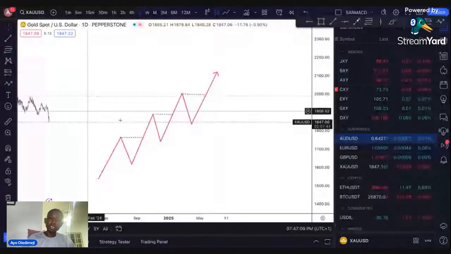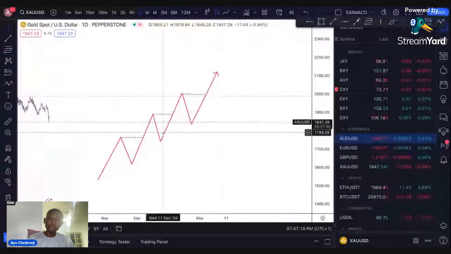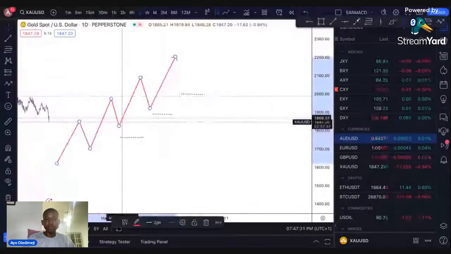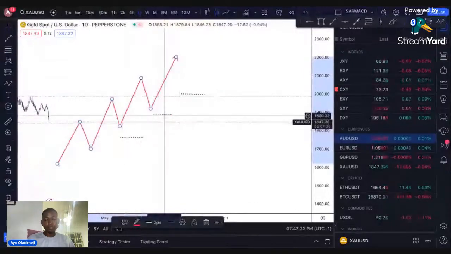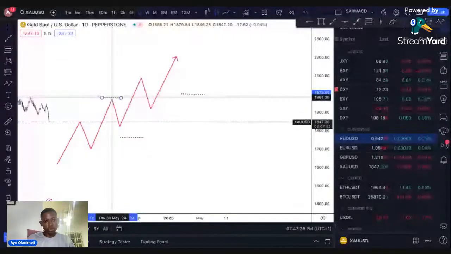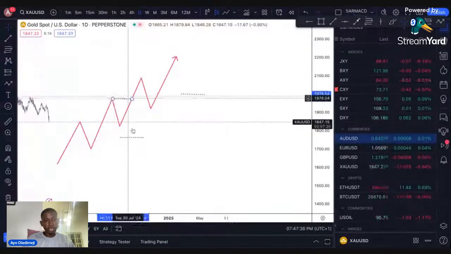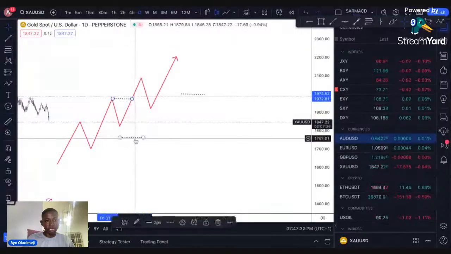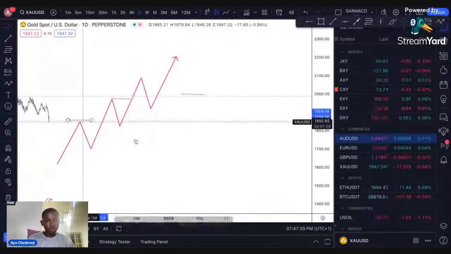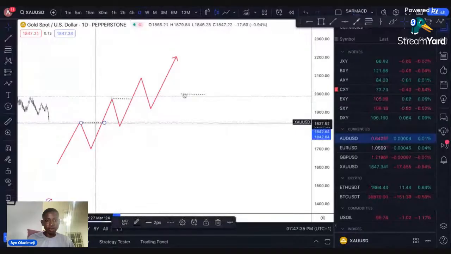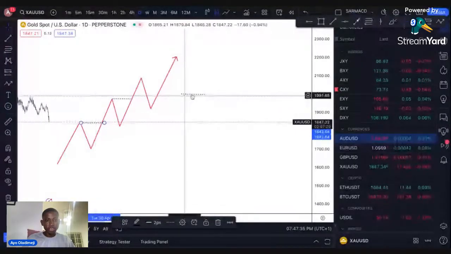You keep seeing this series of impulse and correction to the upside. You see that the impulse keeps breaking a previous high to give us a higher high. Impulse keeps breaking the previous high to give us a higher high.